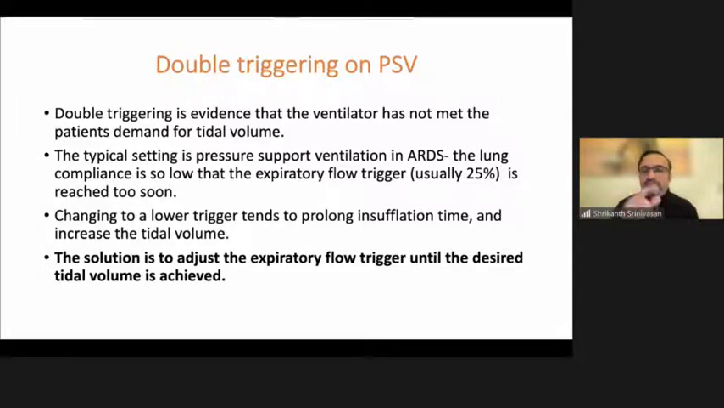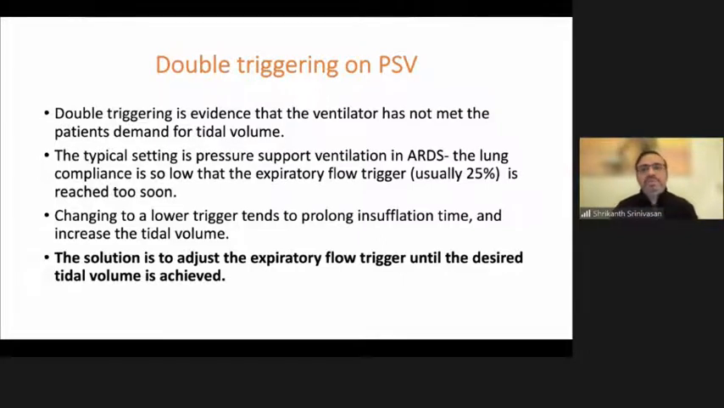So, you know, there is something called an expiratory flow trigger, which is at default 25%, right? When we have a flow waveform in pressure support, cycling occurs; it's flow cycled, right? So the flow cycling occurs when the flow is 25% of the peak flow. Now the lung compliance is so low that the peak flow is also too low, and the 25% comes very fast. So rapidly the cycling occurs from inspiration to expiration, right?